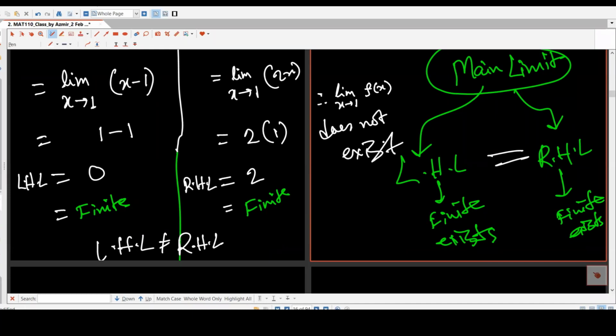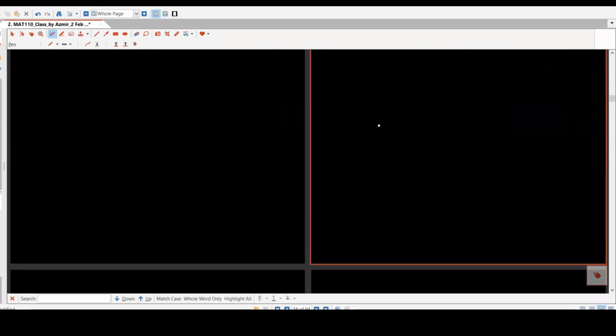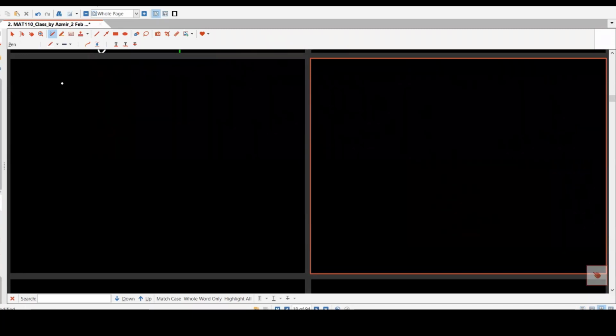So I hope you have understood somehow the concept of limit. The short summary is, if the left-hand limit and right-hand limit are the same, at first those two have to be finite. So if the left-hand limit and right-hand limit are the same, we can say that the limit exists. Let us have a look at another example.